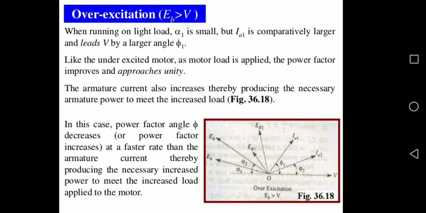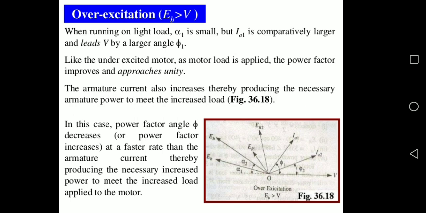When running on the light loaded condition in the overexcited condition, alpha 1 is small. You should remember that whatever the condition, over or under excited or normal excited, alpha, the torque angle or the load angle, depends upon the load condition. So when the machine is running under the light loaded condition, alpha 1 is small, but IA1 is comparatively large and leads V by a larger angle.